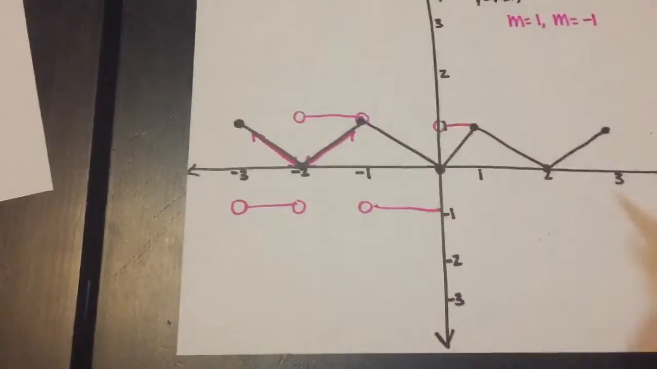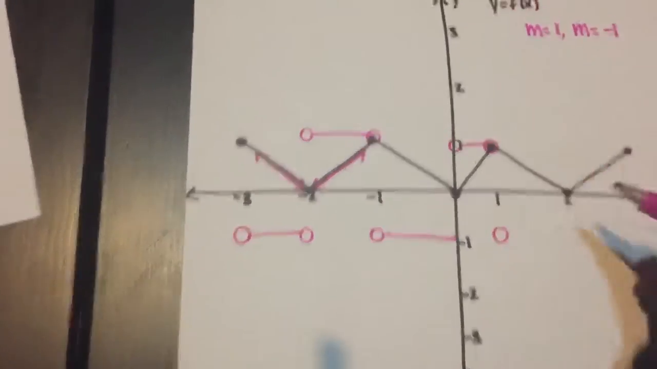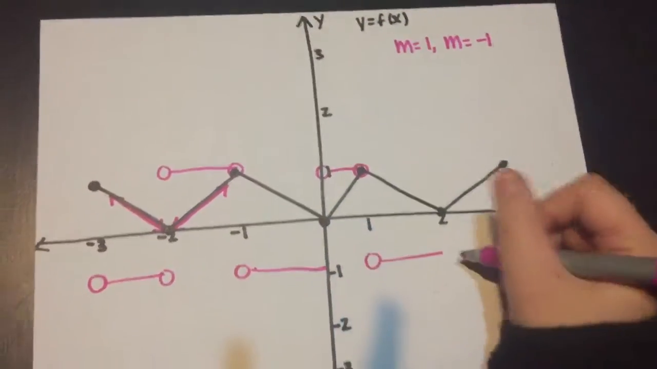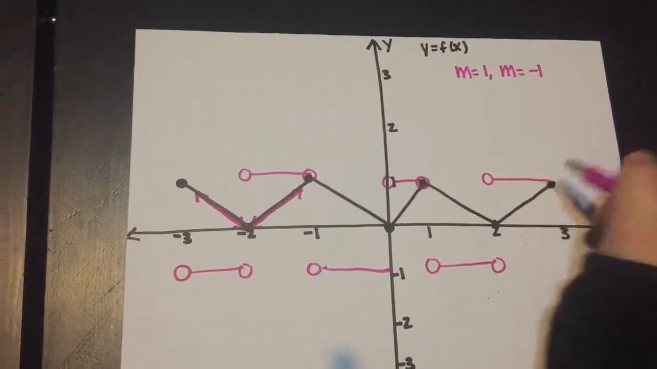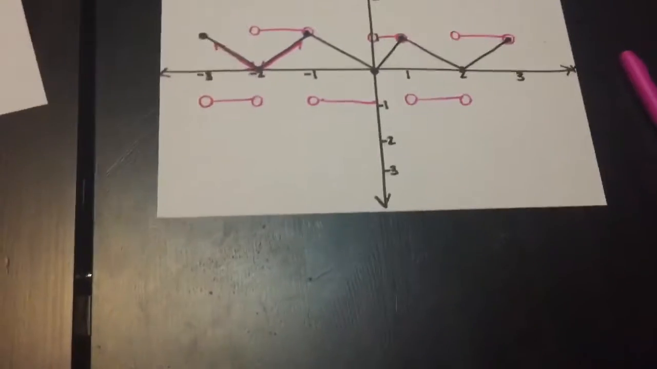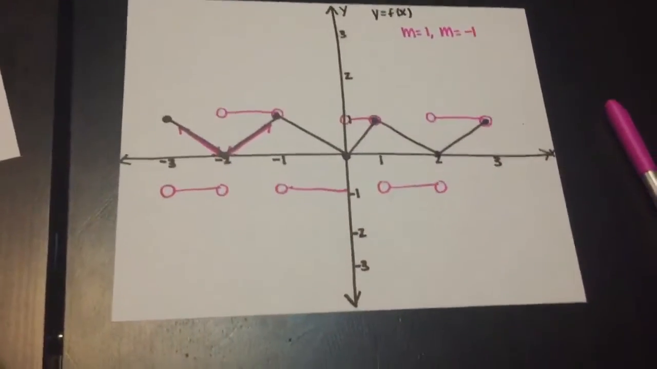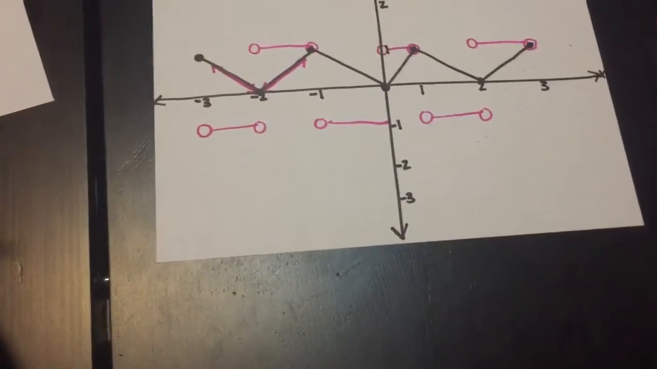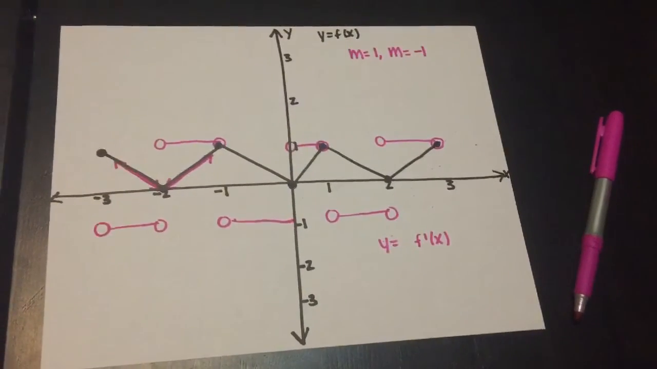Back down. Open circle. So when looking at the graph, it jumps from -1 to +1 because the tangent lines become +1, and then the slopes would become -1. And the graph that we just sketched is the derivative graph.